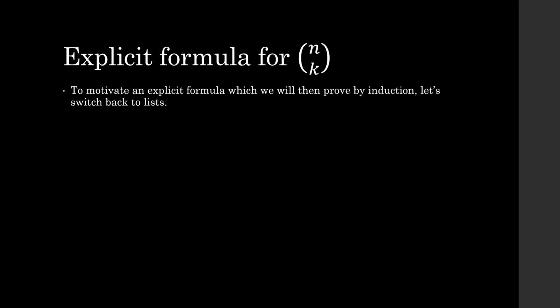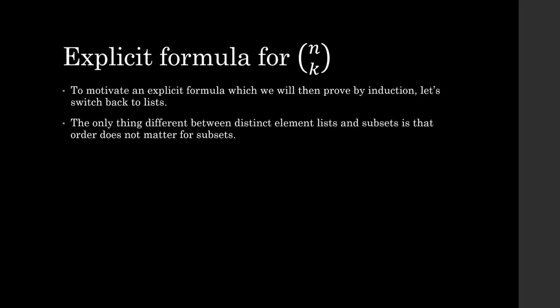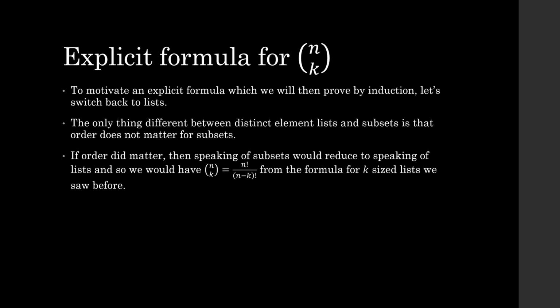So to motivate an explicit formula, which we're going to prove by induction, let's first switch back to lists. The only thing different between a distinct element list and subsets is that order doesn't matter for subsets. And I don't have to talk about repetition here because I'm talking about distinct element lists anyway. I don't have repetition. So it's only order that's different between distinct element lists and subsets.